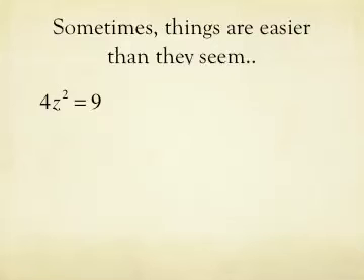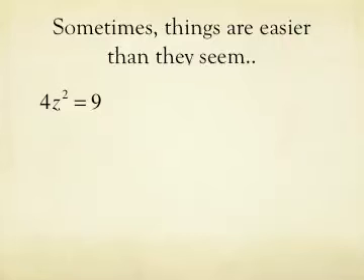Although it doesn't often happen in math, sometimes things are really easier than they seem. If I gave you this equation, 4z squared equals 9, and asked you to solve it, find the numbers I can plug in for z that make the left-hand side of the equation, 4z squared, be equal to 9, what might you do?